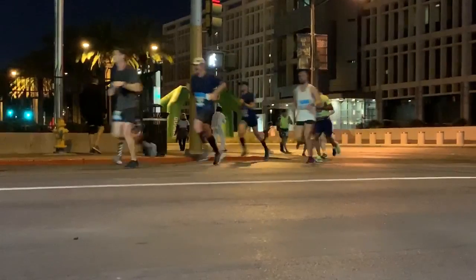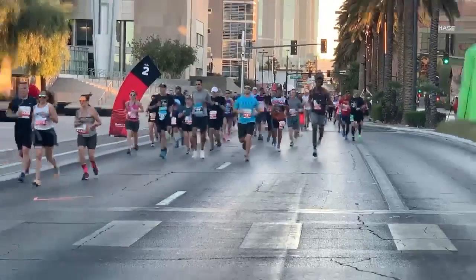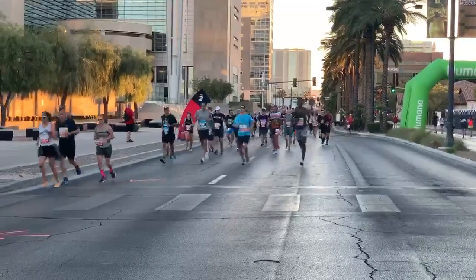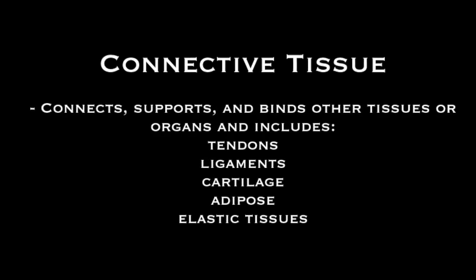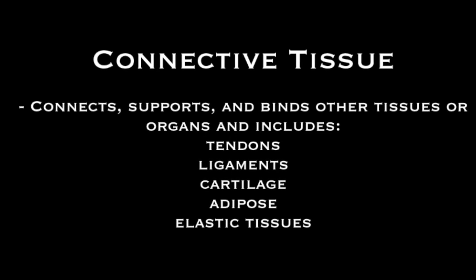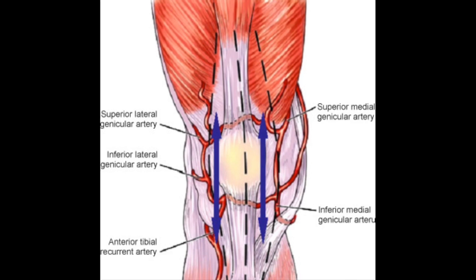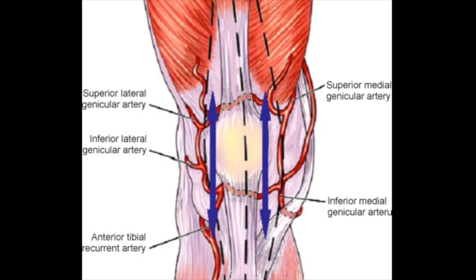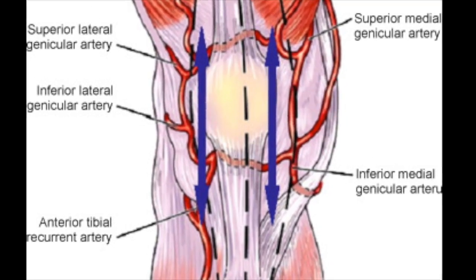A muscular imbalance between the quadriceps and hamstrings can be a problem when the muscle development outpaces the adaptation and repair of the connective tissue. Connective tissue connects, supports, and binds other tissues or organs and includes tendons, ligaments, cartilage, adipose, and elastic tissue. There is a poor blood supply in this area, which means it needs a longer time to repair and recover because the nutrients will get there at a slower pace.